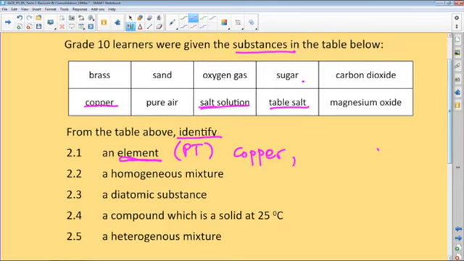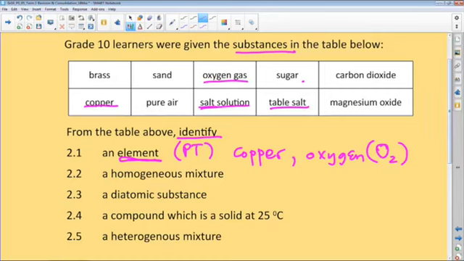Think of oxygen gas. Oxygen is also an element. However, oxygen does exist as a molecule, but this molecule consists of atoms of the same kind that are chemically joined together. It's not necessarily a compound. It is indeed an element because these are atoms of the same kind. There may be more than one, but in this case, these are the most obvious ones that come to mind in terms of elements.